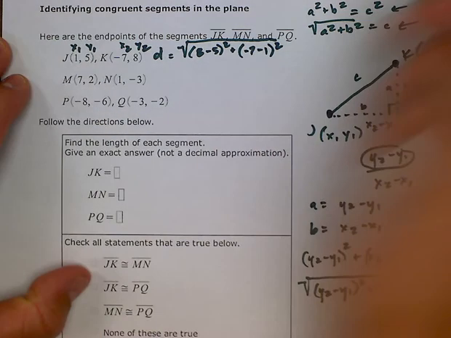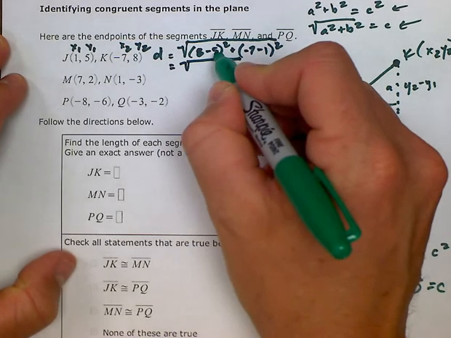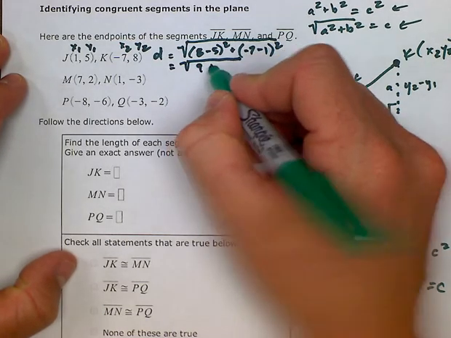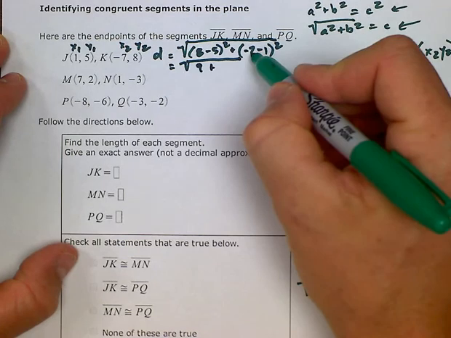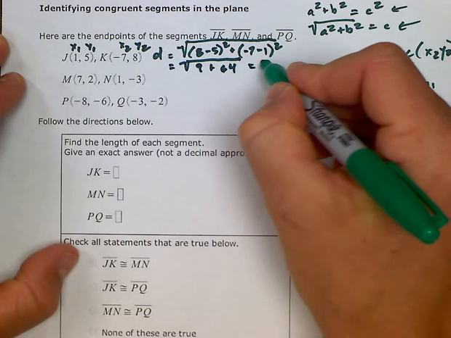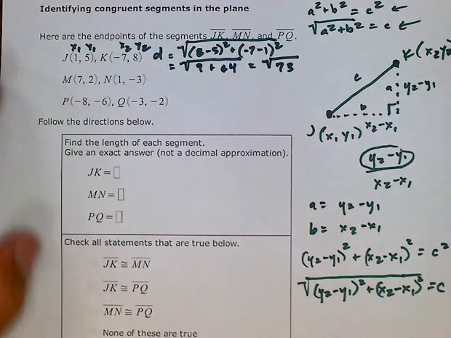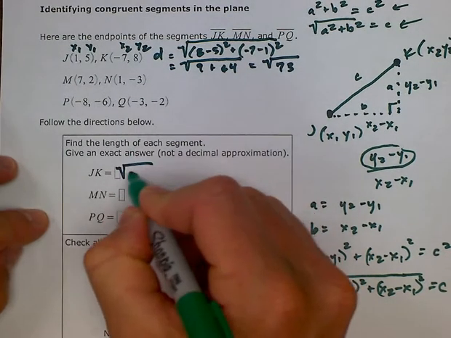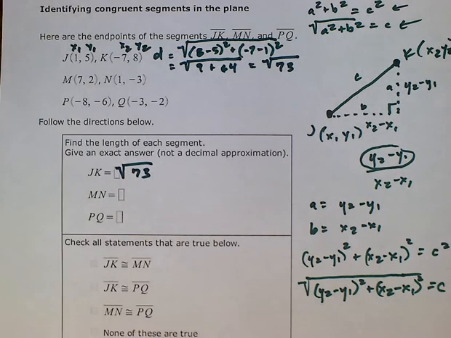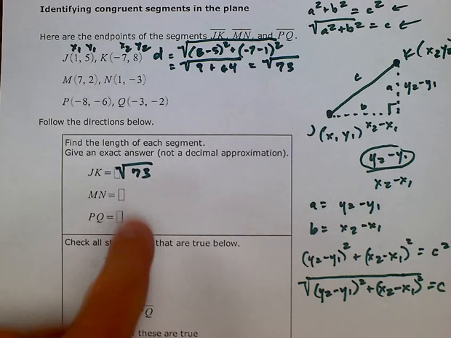And then when we solve for d, we get the square root of 8 minus 5 is 3. 3 squared is 9. And then negative 7 minus 1 is a negative 8. Negative 8 squared is 64. And this is equal to the square root of 64 plus 9, which is 73. And we would just keep it as such. So the square root of 73, because that is probably an irrational number, we'll just leave it like that. This is the exact number. We're not going to approximate to the decimal. We're not going to round. That is the exact length.